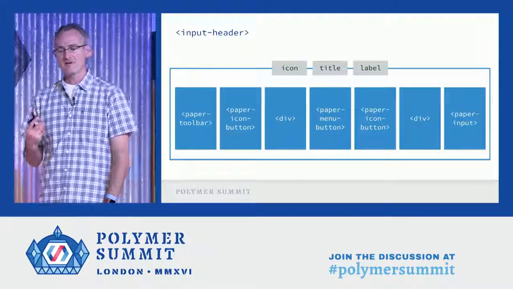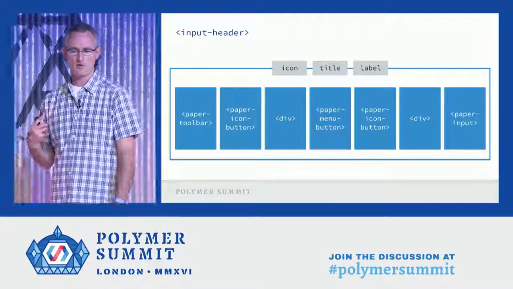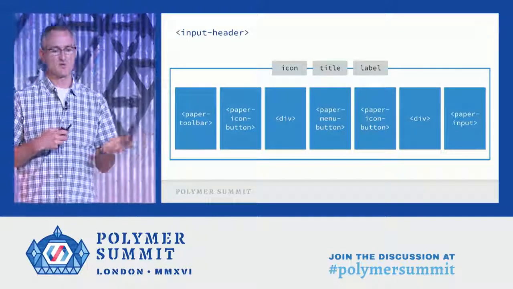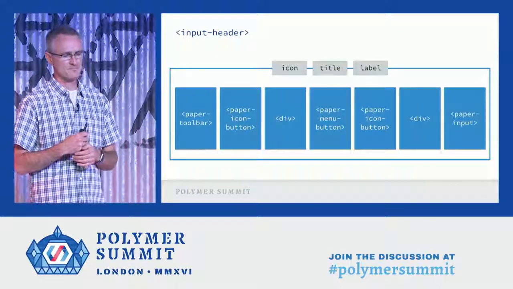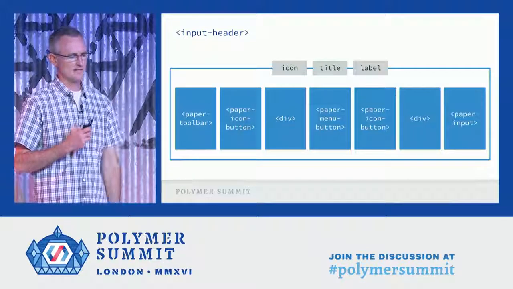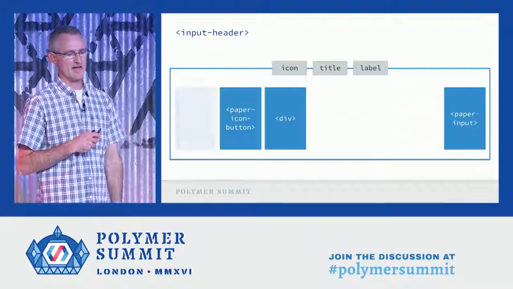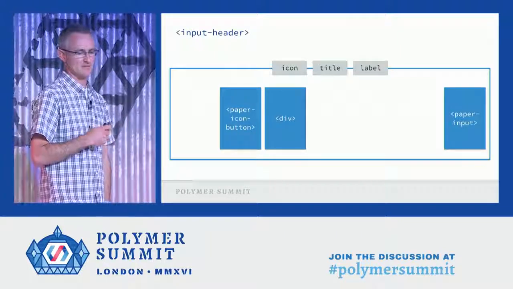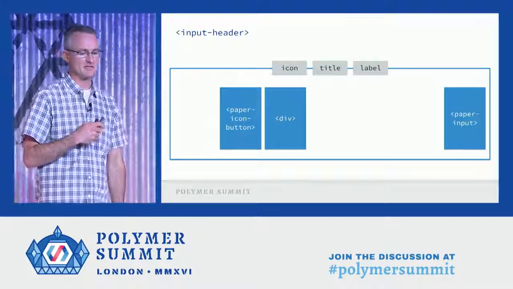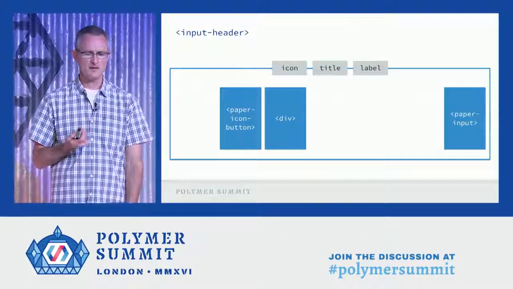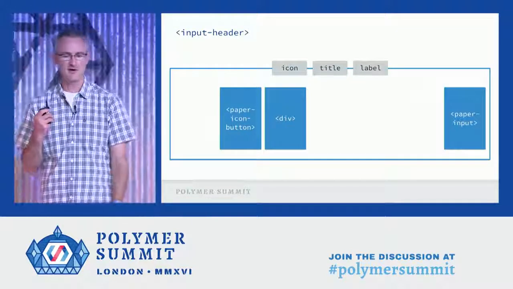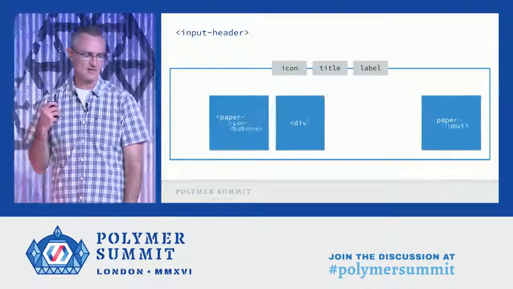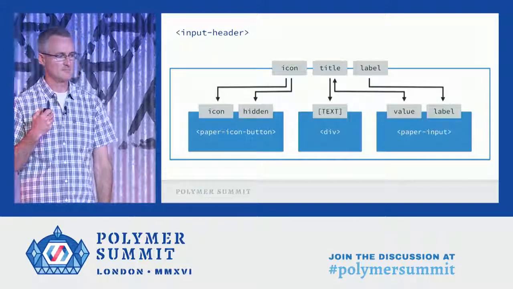Now, if we want to think critically about data flow, it's important to understand how Polymer's data features work and how they impact things like performance and code complexity. With that in mind, let's go ahead and visualize how data actually flows through the input header as specified by the bindings in its model. So input header contains a bunch of elements, but it turns out that only these three are directly involved in data flow. So we can simplify our diagram a bit.